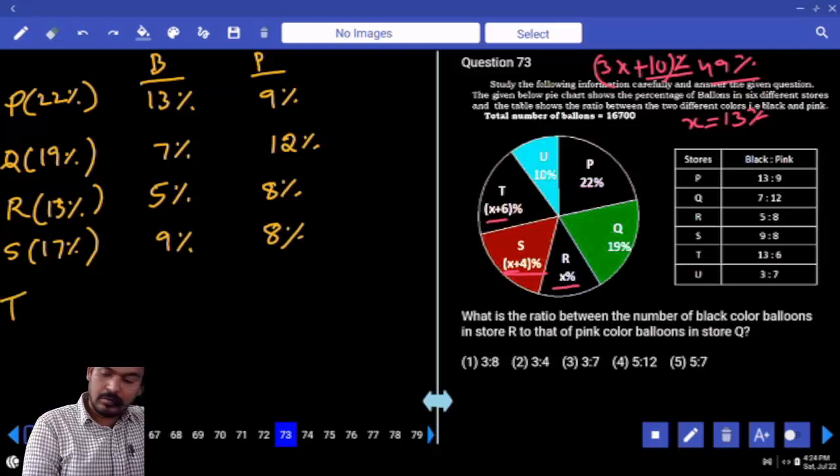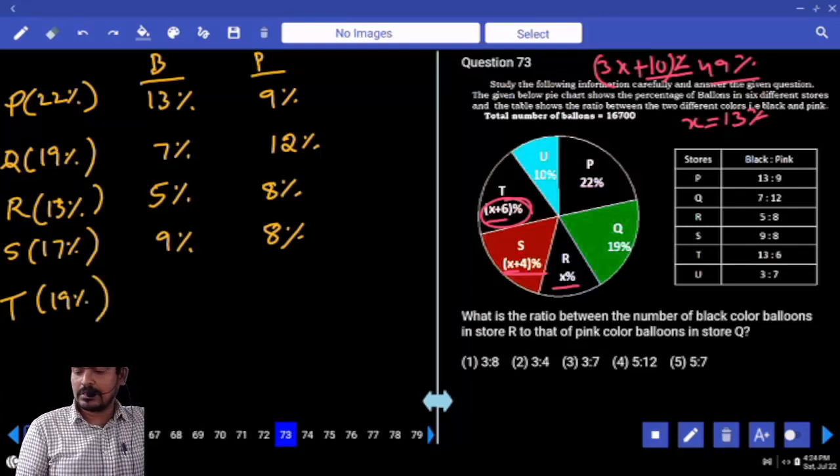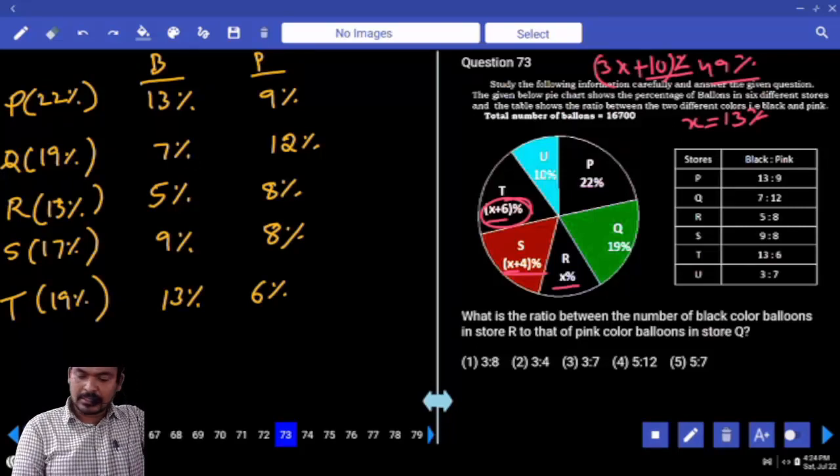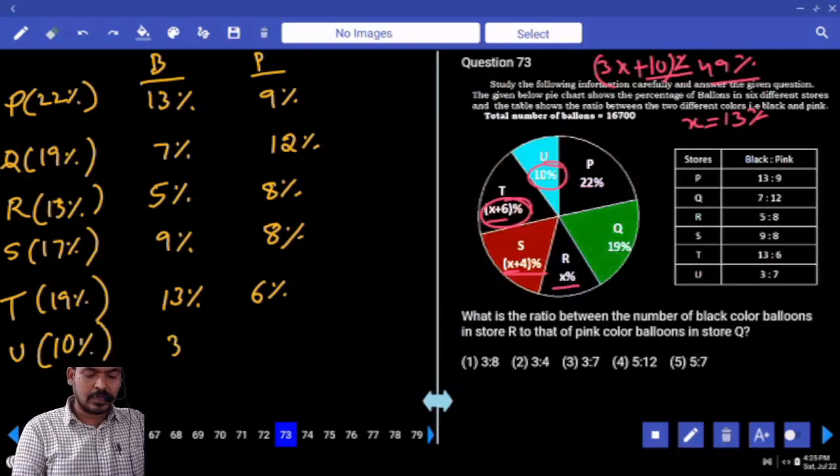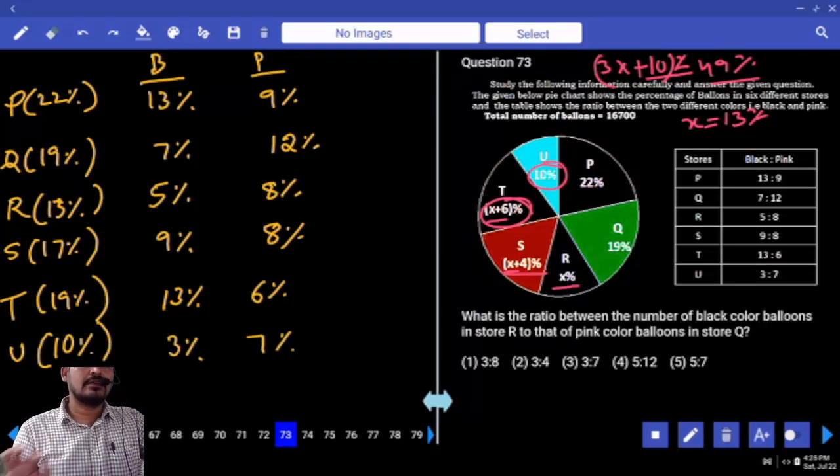Next T, x plus 6, 19%. 19% equals which ratio? 13:6. One will be 13%, another one is 6%. Next, in U, what is the percentage? 10%. What is the 10% ratio split? 3:7. One is 3%, another one is 7%.